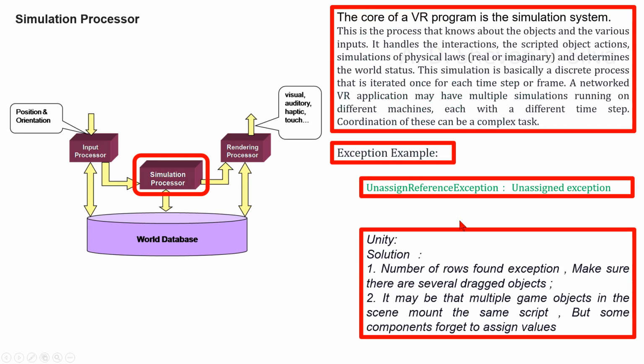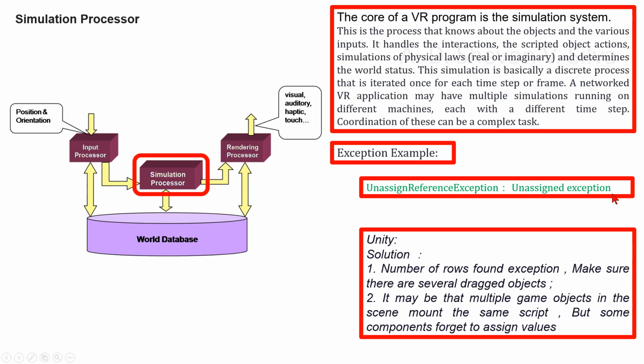We can consider this as an exception example: UnassignedReferenceException in Unity. Basic solutions for these in Unity. Solution 1, for the exception: make sure there are several game objects. It may be that multiple game objects in the scene mount the same script, but some components forget to assign values.